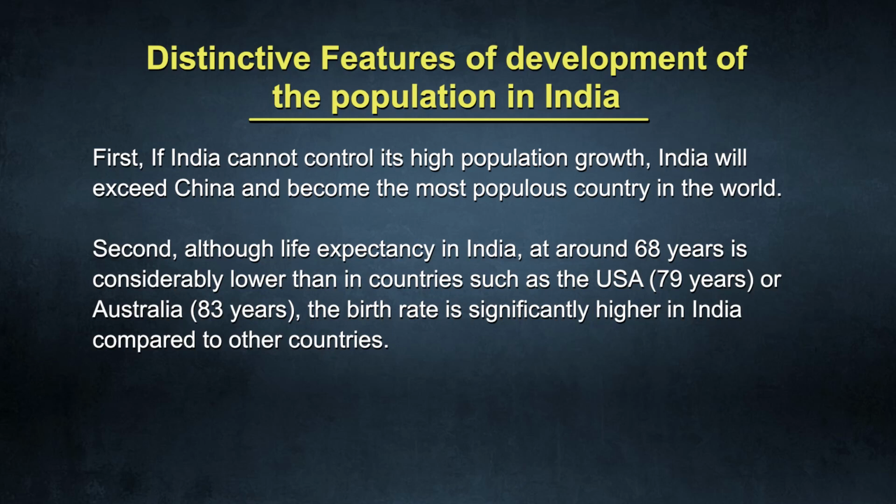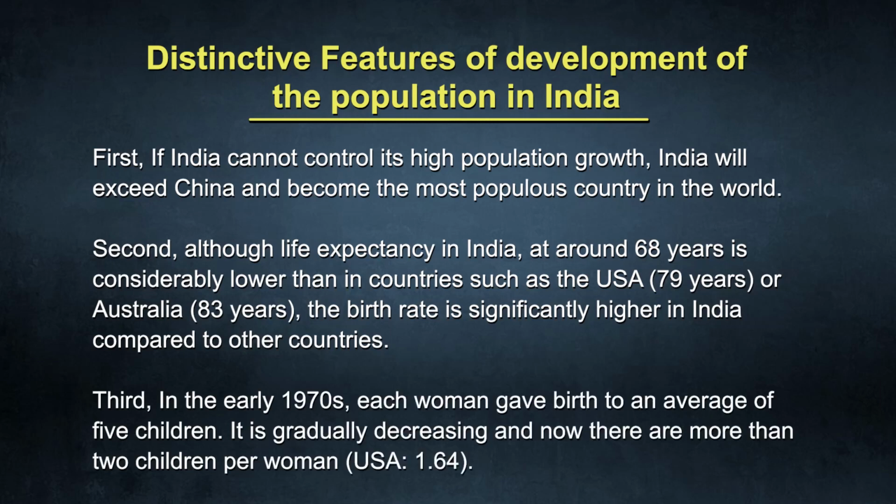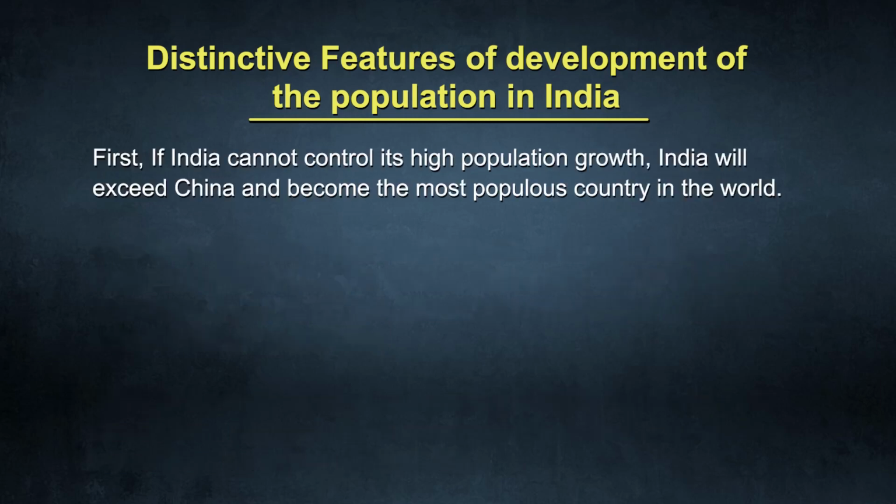In case of Australia, life expectancy is 83 years. Side by side, the high growth rate of population in our country or high birth rate in our country creates the huge population in India. In the early 1970s, each woman gave birth to an average of 5 children, and it is gradually decreasing, and now there are more than 2 children per woman, whereas this figure in case of USA is only 1.64.